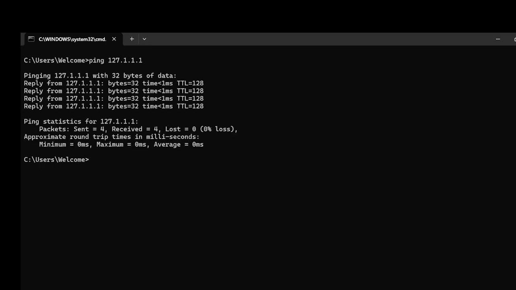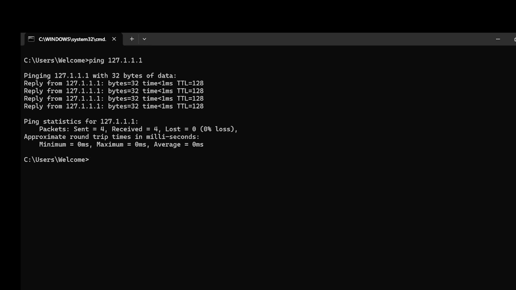Why is this loopback adapter IP address used? This is used to check the health of your computer, the health of the network interface card of the computer. So if you are getting a response, that means your network interface card is working perfectly fine. There is no issue with the network interface card. You can isolate the issue when you are troubleshooting network issues. First and foremost, you need to check whether the network interface card is pinging or not.